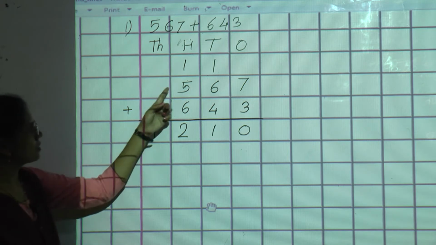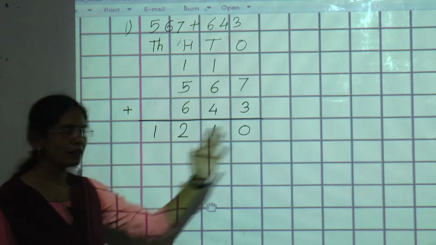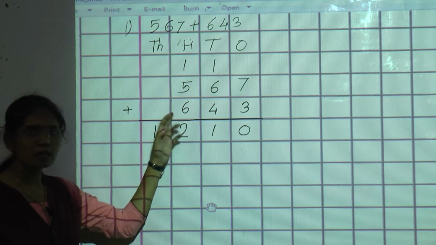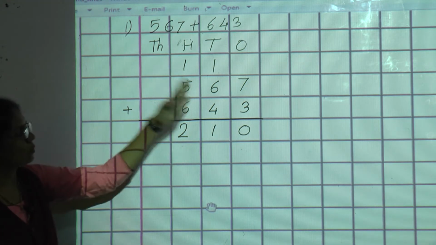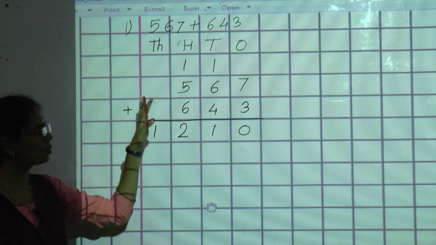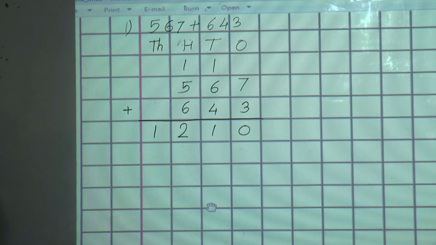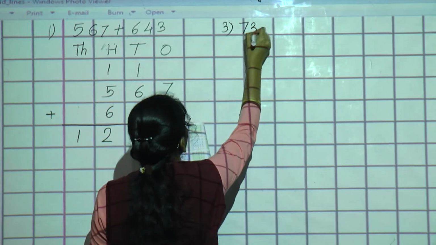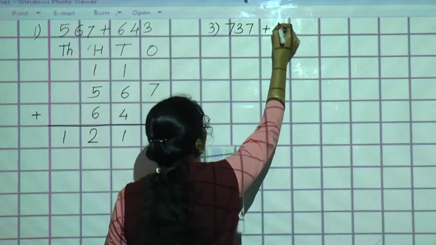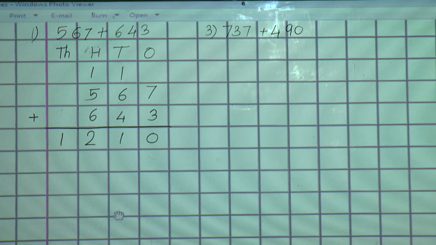Okay, so see, the numbers given are 3-digit numbers, but when we add these 3-digit numbers, we got the answer as a 4-digit number. So you have to draw a place value chart, put the numbers in it, and do the addition. Now we will see the third example. The next example is 737 plus 490. Now students, draw the place value chart in your notebook.